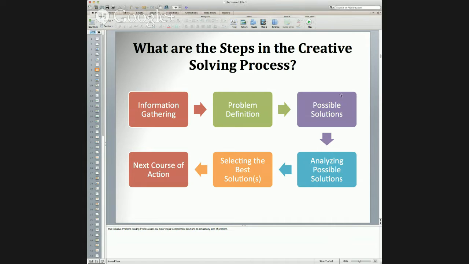So number 1, information gathering. Number 2, problem definition. Number 3, possible solutions. Number 4, next course of action. Number 5, selecting the best solutions. Number 6, analyzing possible solutions.